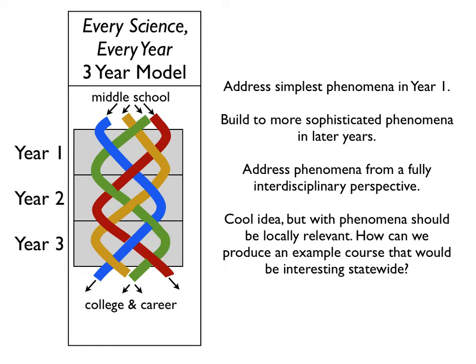With the Every Science Every Year 3-year model, the idea is that we address the simplest phenomenon in year 1 and build developmentally from there, looking at more and more sophisticated phenomena in later years. And we're addressing phenomena from a fully interdisciplinary perspective, looking at the different disciplines of science as we need them to answer questions about specific scientific situations. And it's an absolutely wonderful idea.